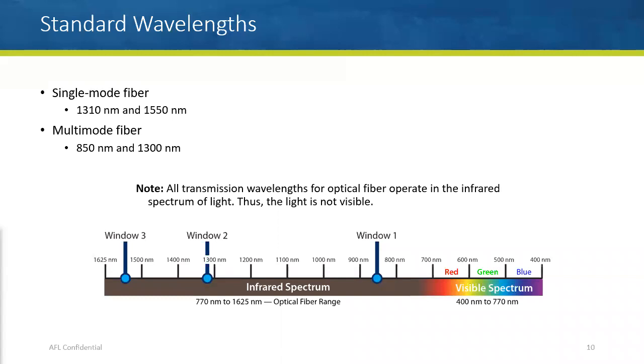So one thing you can look at is there are a couple different windows here that we look at in different frequencies. And so the wavelength is how we refer to the light in nanometers. And so there's a couple different wavelengths that are typically used. And so in single mode, we have the two wavelengths at the top, and in multimode, we have wavelengths just below that. And so those are the ones that are most commonly used.